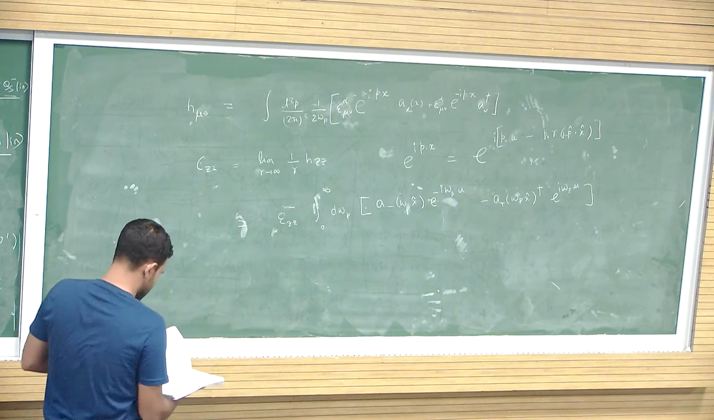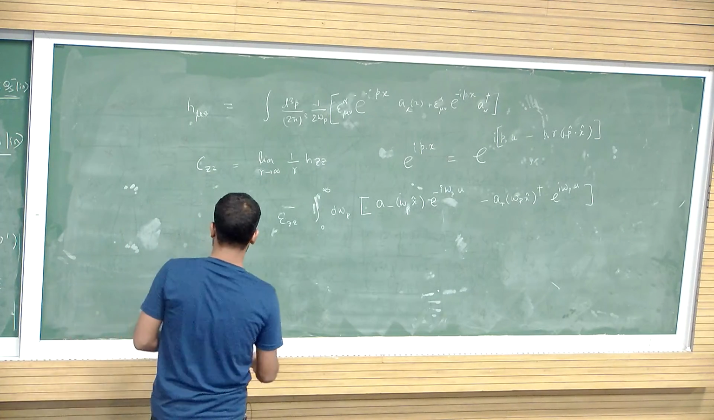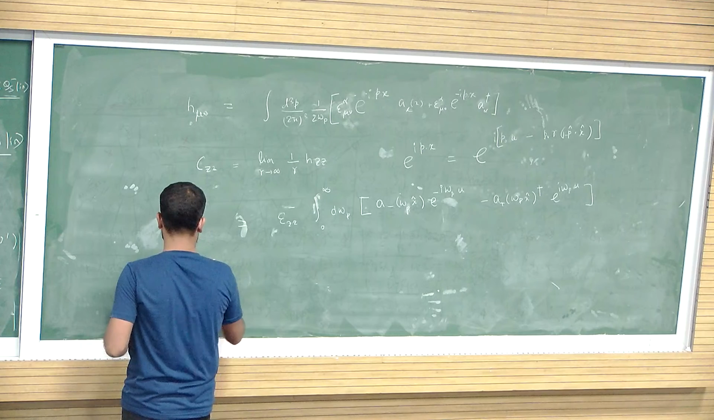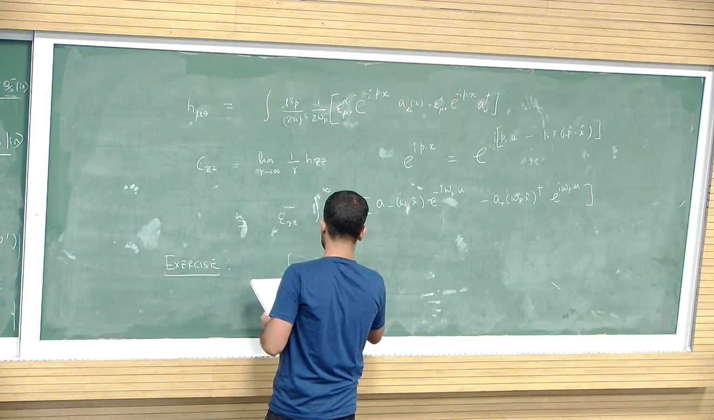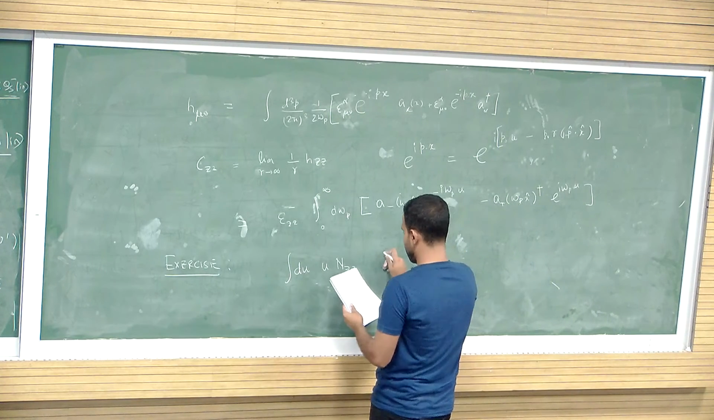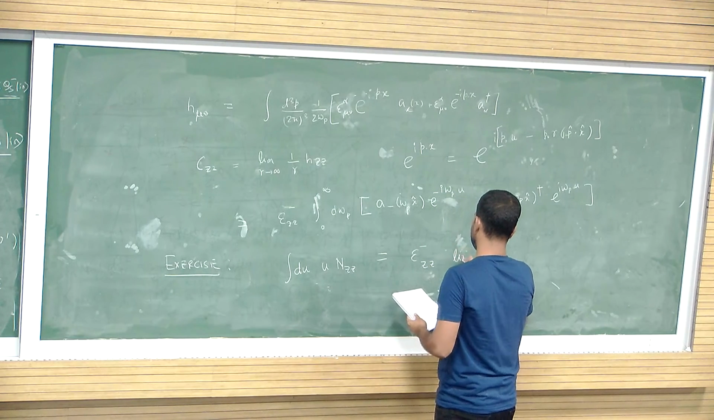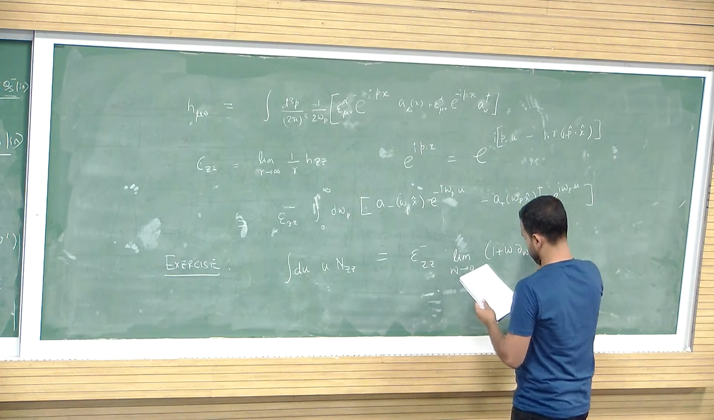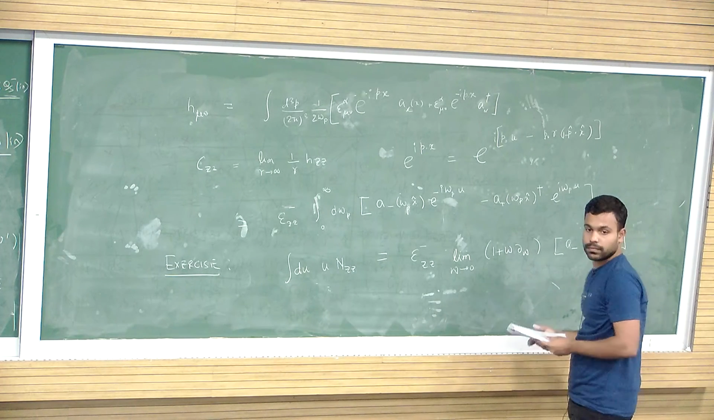Okay, so if this is my C_zz, then you can convince yourself, and it's a small algebra, because I don't have much time, I'll leave it as an exercise, that the integral over du of u N_zz, where N_zz is nothing but del_u of C_zz, can be written as this epsilon minus zz, limit omega goes to 0, 1 plus omega del_omega times a minus minus a plus dagger. Okay.